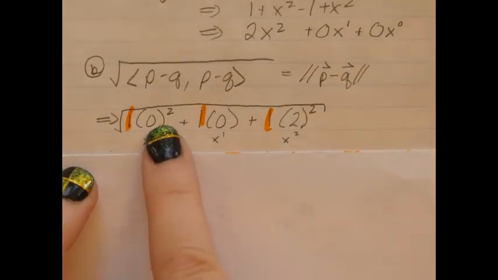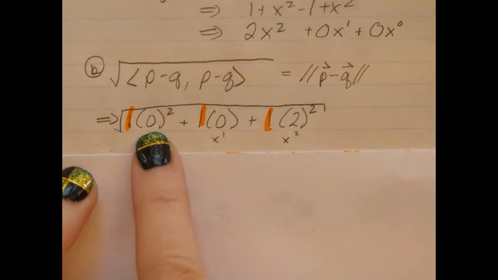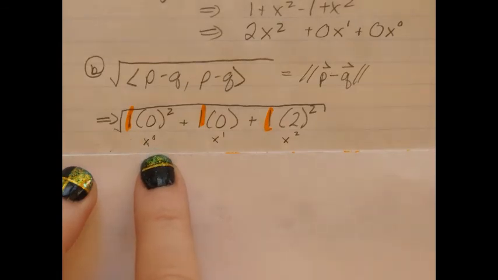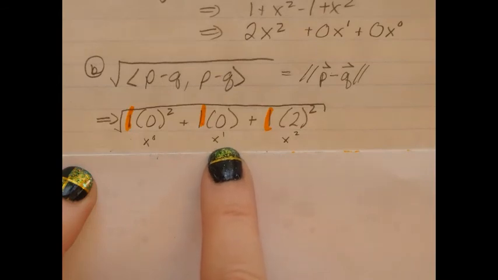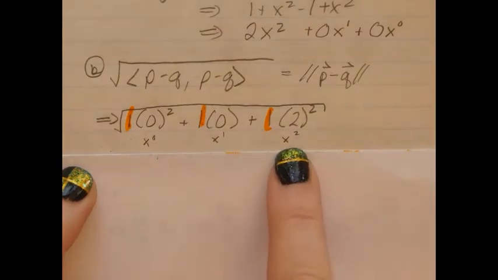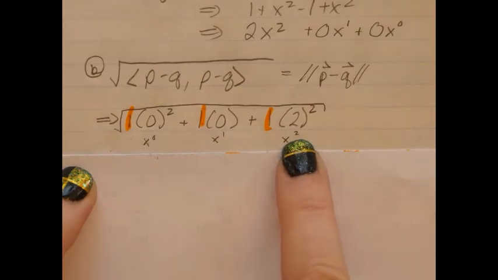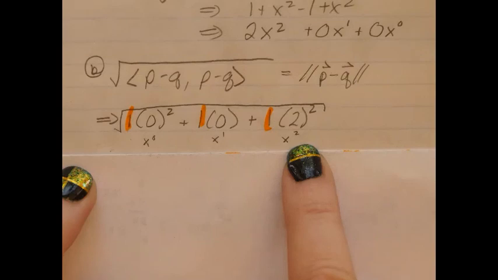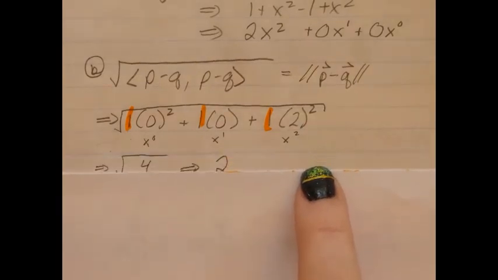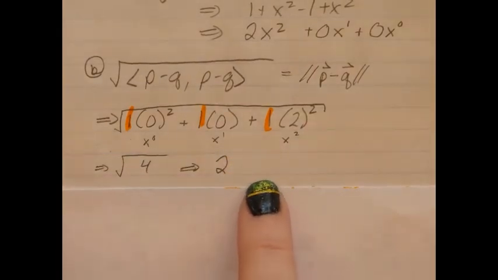X to the 0 was a 0 coefficient. We didn't have anything when we dealt with p minus q. X to the 1, we had no x to the 1s, so that was a 0. And x squared, remember these are all coefficients, our coefficient was 2. So we have 2 squared. That gives us the square root of 4, which is 2.